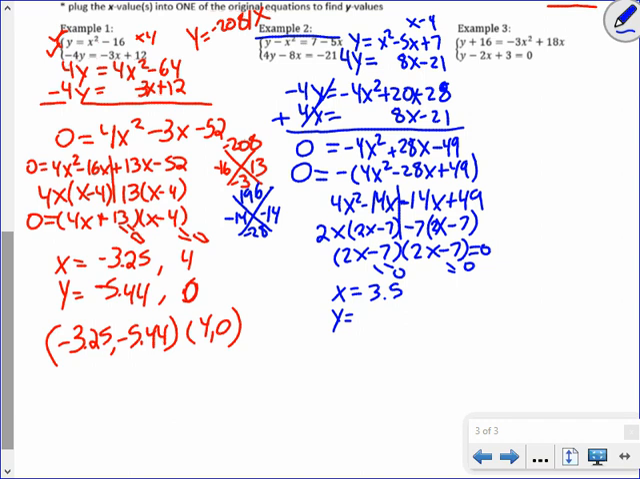So again, you're going to take your 3.5 and you're going to plug it into your favorite equation up here. Probably this one would be nicer because it's already set up as y equals. So you do 3.5 squared minus 5 times 3.5 plus 7. And again, this is on your calculators. You should get a decimal, but it should stop. Yes, 1.75. So your answer, you have to write it as a point, would be 3.5, 1.75.